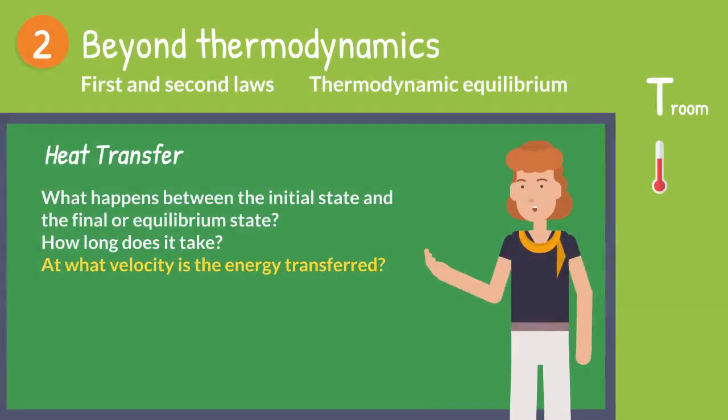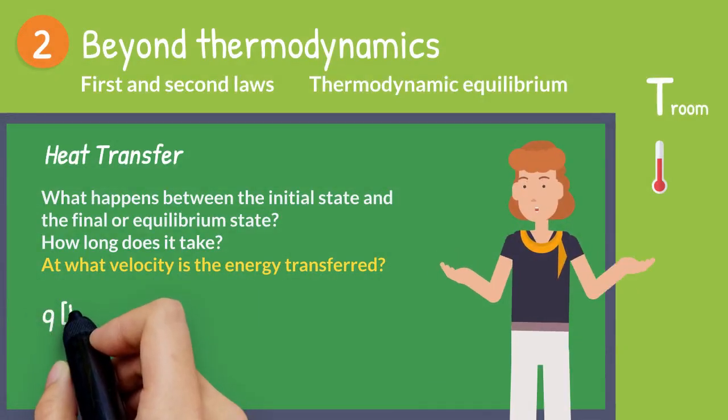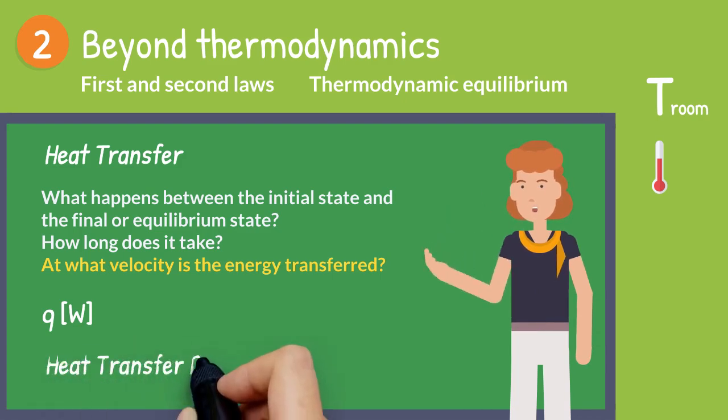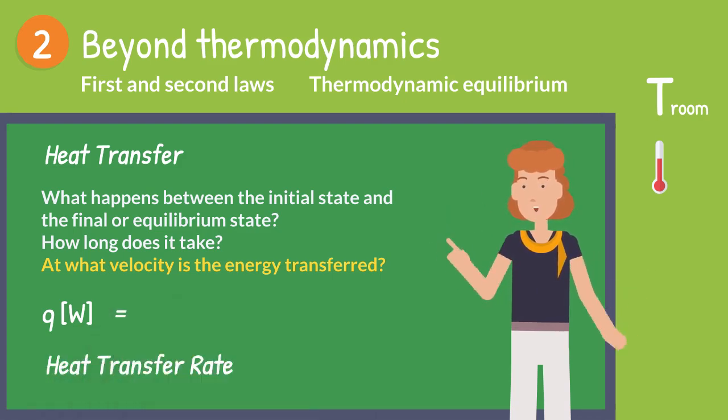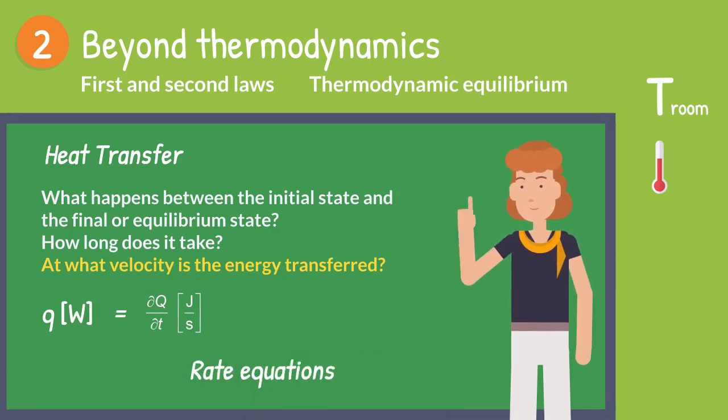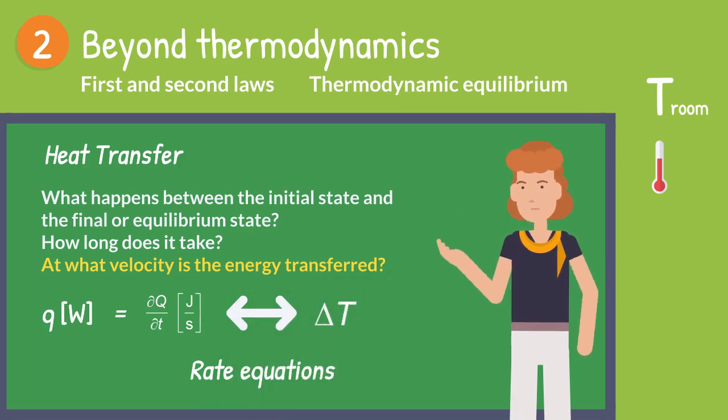In heat transfer, then, we introduce the time variable and we will work with the concept of thermal power or heat transfer rate. It is defined as the amount of energy transferred in the form of heat per unit time. Rate equations are relationships between the heat transfer rate, Q, and the driving force, which is the difference of temperatures, delta T.